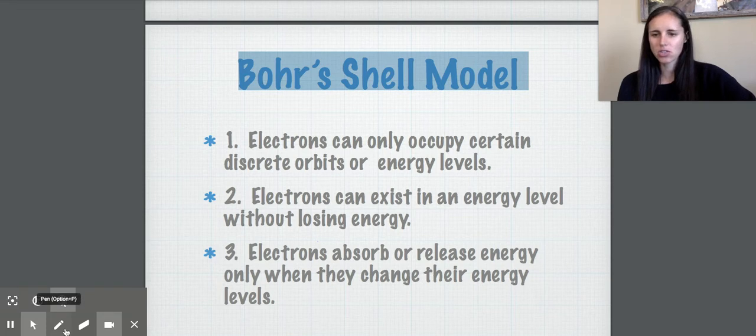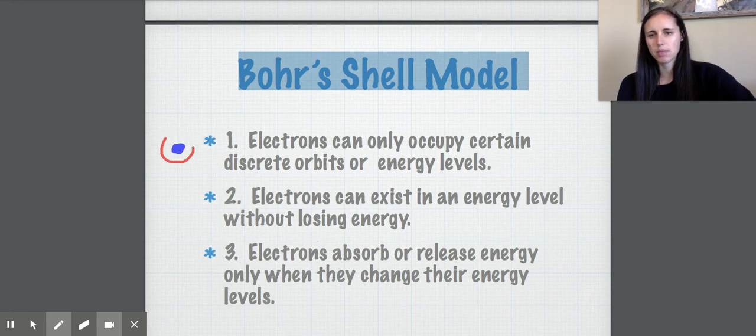So let's actually draw this. Let's actually draw what this model might look like. So based on what we know about Rutherford, we've got this positive core. And based on what we know about Bohr, we've got electrons floating around the outside, but the electrons are in certain energy levels. So what that means is they can only exist in certain spaces. They can exist maybe in this space, or they can exist in this space, but they can't exist in between.